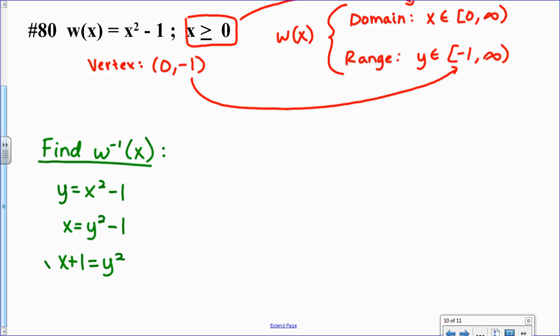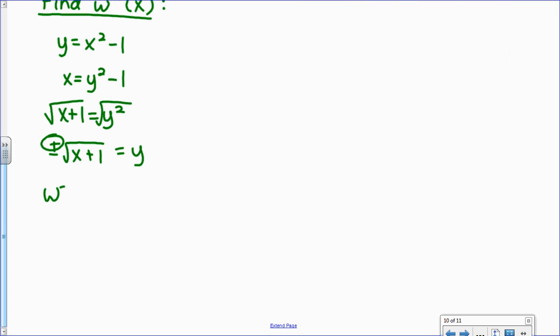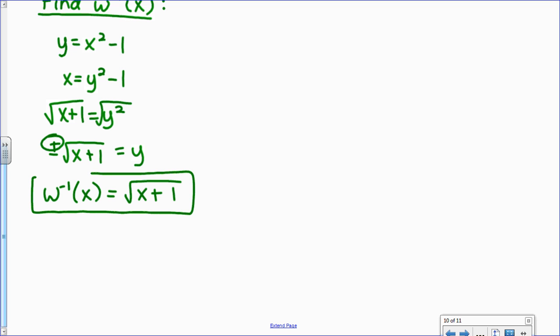Square root: when you take the square root, you have plus or minus. But I know that it can't be both, so I have to use that domain restriction. Do I want the plus or the minus? The plus, because it's greater than or equal to 0. If it were less than, you would want the negative. So w inverse of x is the square root of x plus 1.